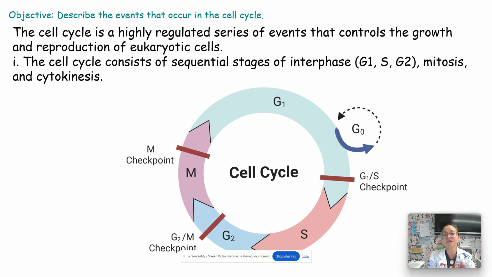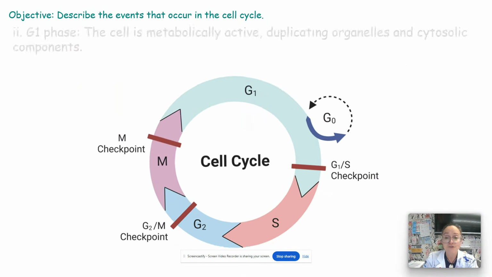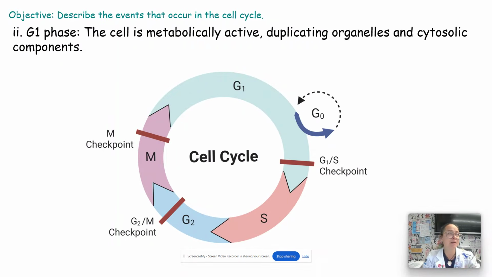Interphase is made of G1, S, G2, and then we'll talk about M phase, which is composed of mitosis and cytokinesis. So they all happen in a very controlled series of steps. So in G1, the cell's metabolically active. It's carrying out its life's functions, making organelles, cytoplasmic components.